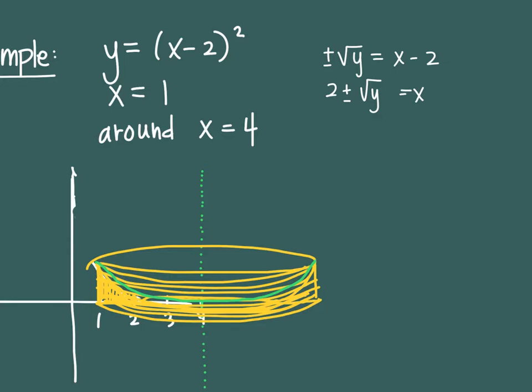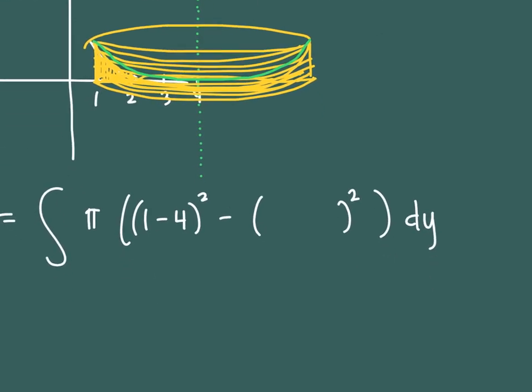This would be considered the minus side, the left side of the parabola, because the parabola was originally right here, and we want the left side of that. So 2 minus. And so we're going to be using 2 minus rad y, minus the axis of rotation, which was 4.